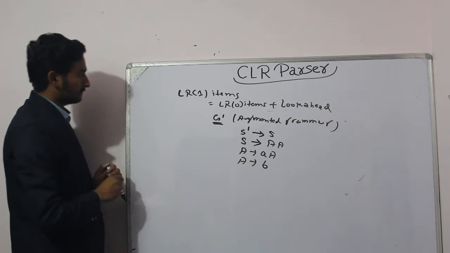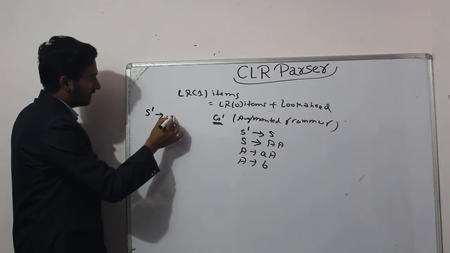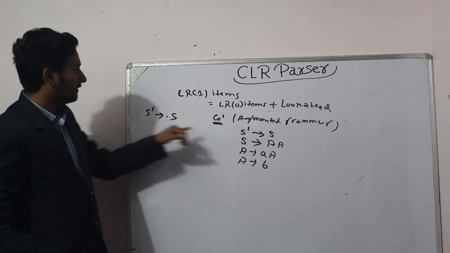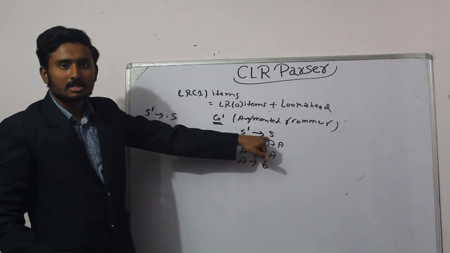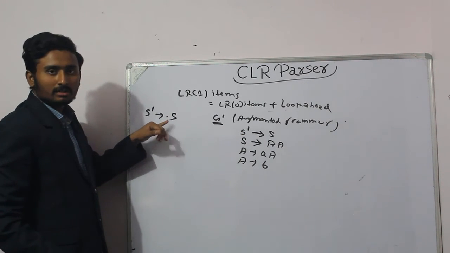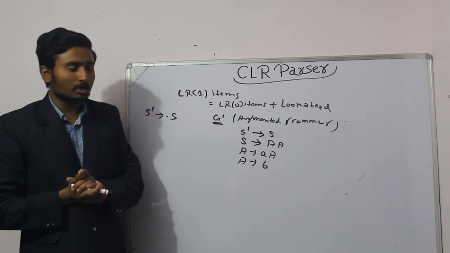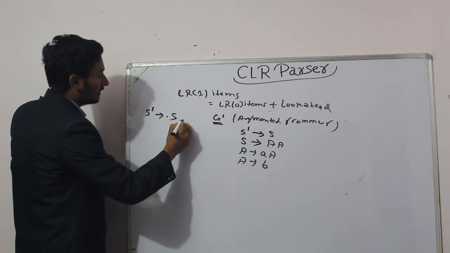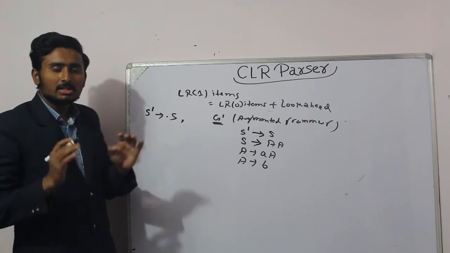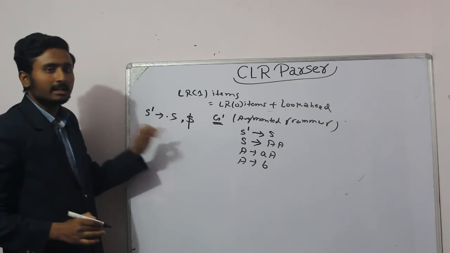How am I telling you? I have to add a dot before the augmented production, that is dot S. I have added a dot before S, that is our augmented production. Now initially, for the augmented production, we have a look ahead, that is dollar.